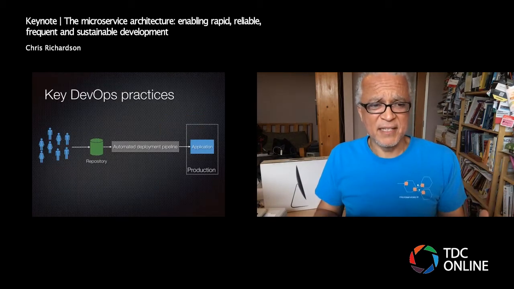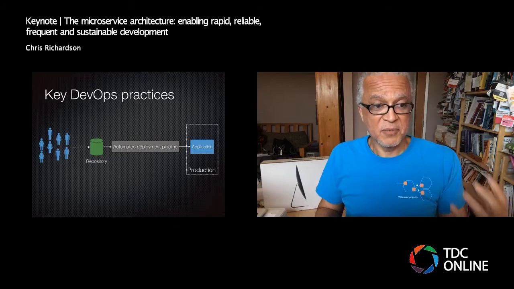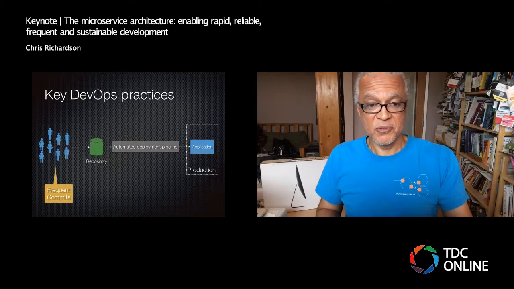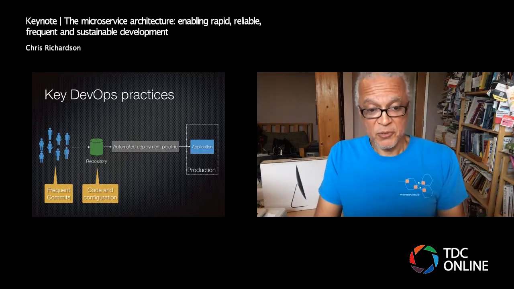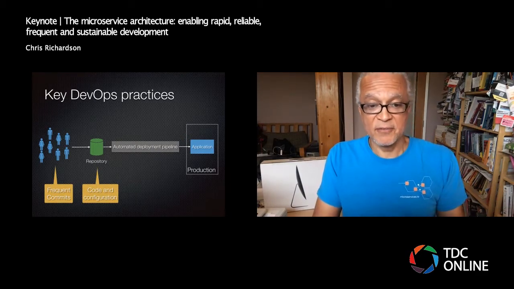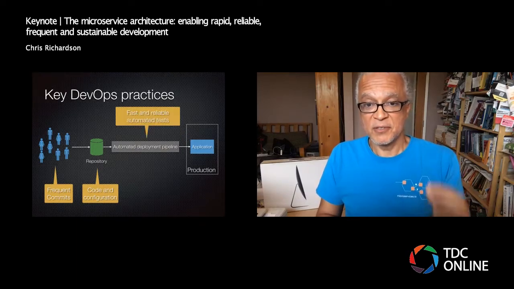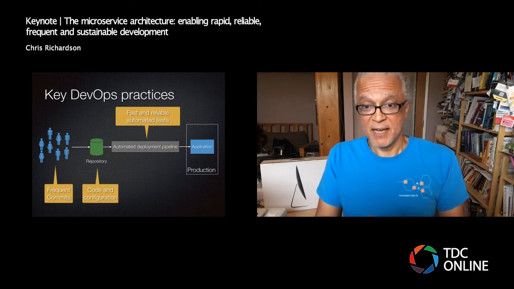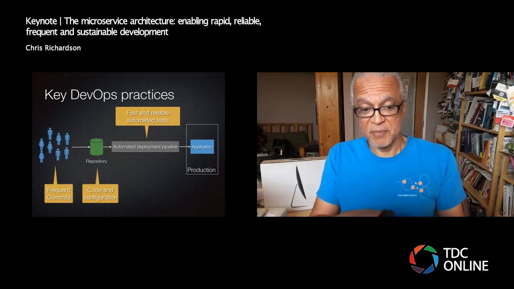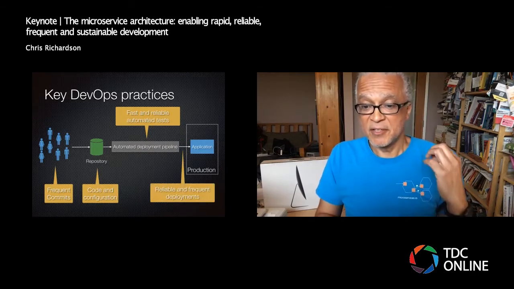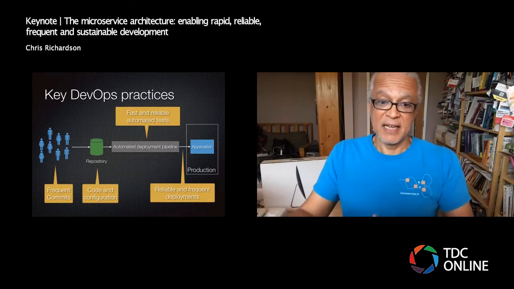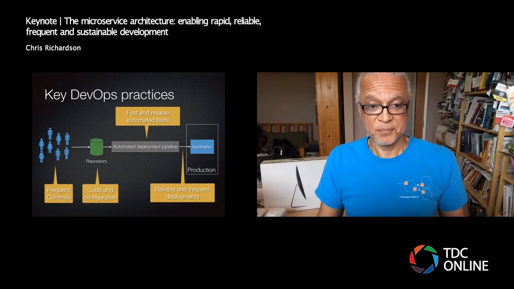And there are these key practices, right? You've got a small cross-functional team that's committing changes frequently to a source code repository that's the source of truth for both code and configuration. That triggers an automated deployment pipeline that's fast and reliable. That's important to achieve a short lead time. And then the changes are frequently deployed in a reliable fashion into your production environment. So that's the modern way of working.